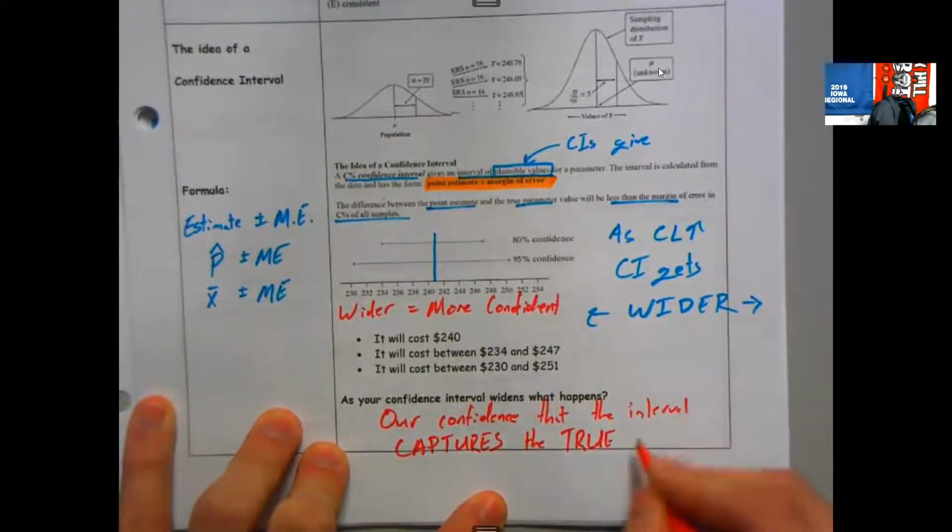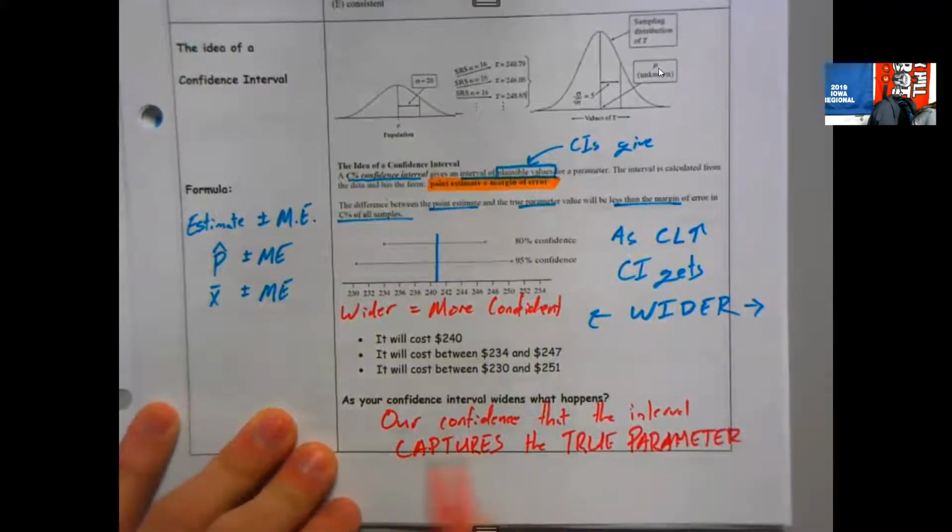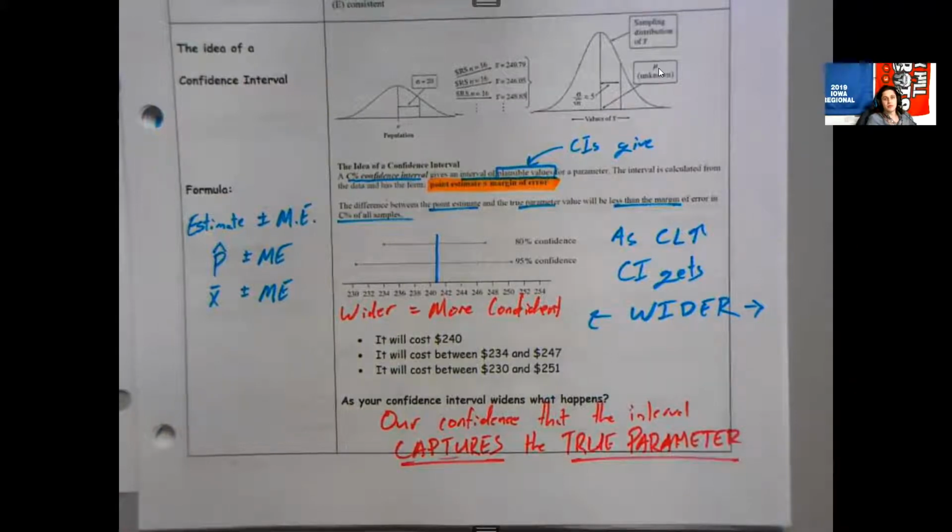captures the true, what are we talking about? Parameter. Our confidence that the interval captures the true parameter. We're trying to make an interval that finds the truth.